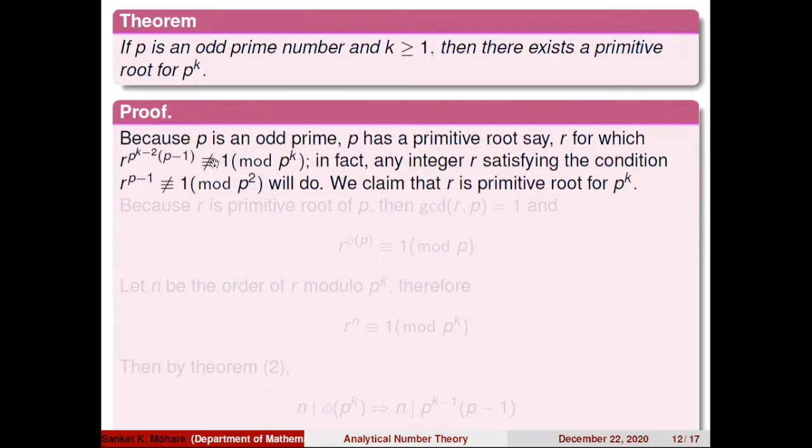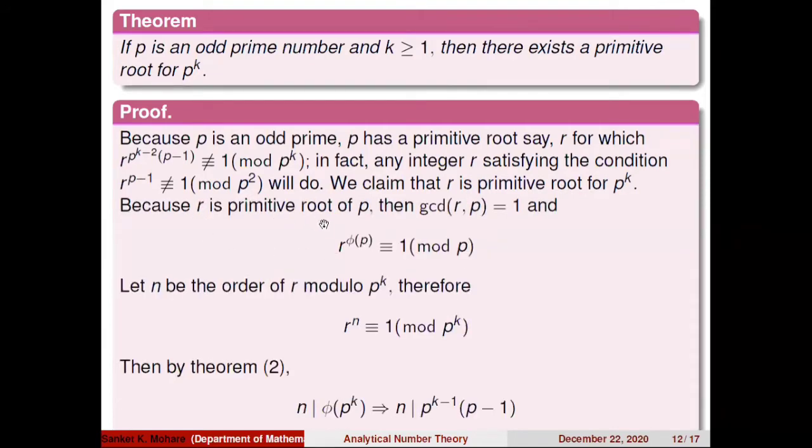So by using lemma 2, as odd prime p has a primitive root r, then r to the power p to the power k minus 2 into p minus 1 is not congruent to 1 modulo p to the power k. This is by using lemma 2, the second lemma. In fact, any integer r satisfying the condition r to the power p minus 1 not congruent to 1 modulo p square will satisfy this. So this is by lemma 1. Now we claim that r is a primitive root for p to the power k. This is our claim. What we have to prove? r is a primitive root for p to the power k.